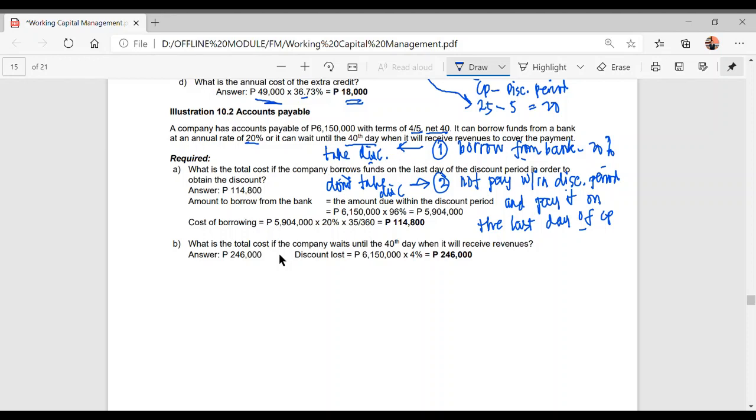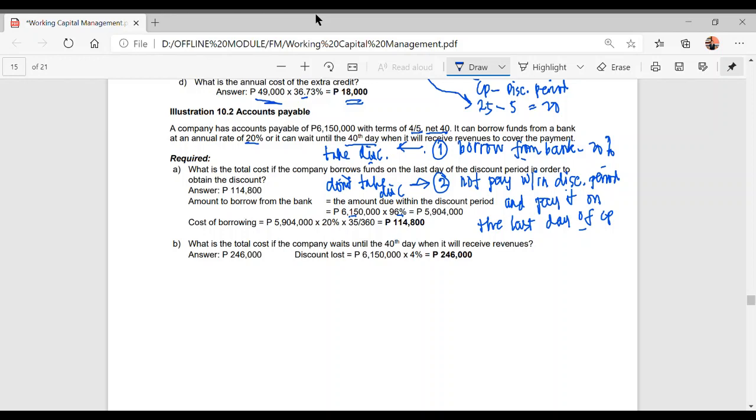So what is the total cost if the company borrows funds on the last day of the discount period in order to obtain the discount? If we take the discount, that is option 1. So how much is the actual cost of borrowing? The amount to borrow from the bank is the amount due within the discount period. So that's 6,150,000 times 96%.